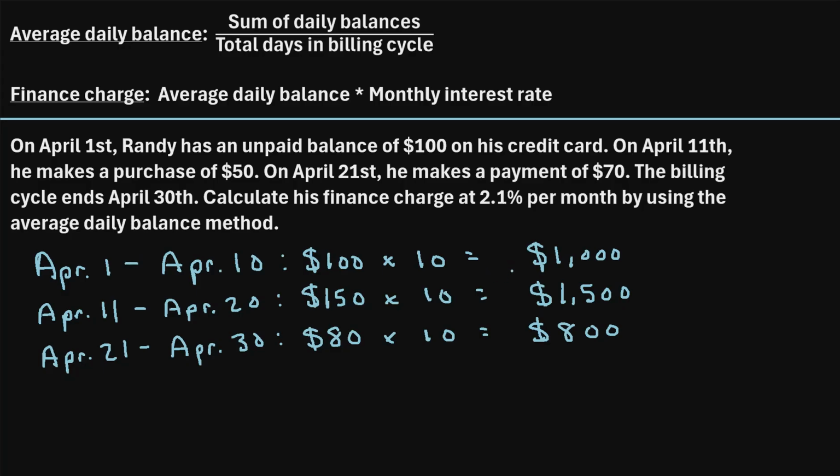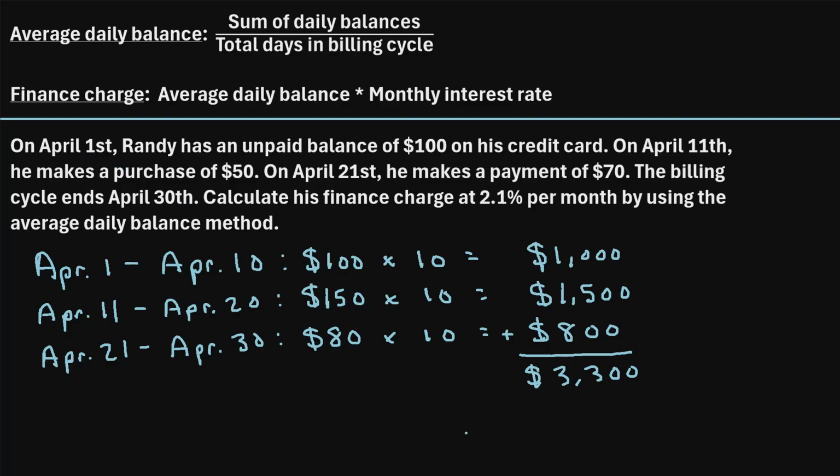So his sum of daily balances for the entire month is just going to be 1,000 plus 1,500 plus 800, which turns out to be 3,300. So this is his sum of daily balances for the 30 days in April. Now we just have to divide that by the total days in the billing cycle. So since the billing cycle started on the 1st and it ran through the 30th, that's 30 days.